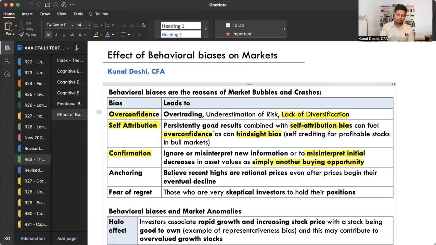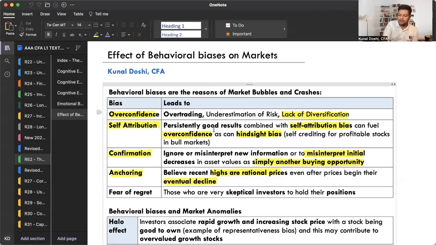That is what happens. Anchoring, as I said, you are stuck to a particular belief. You believe recent highs are rational prices even after the prices have actually begun to decline. So even after prices begin their eventual decline, you're still holding it because you think that no, this is the price that it should be, because I saw the price to be around that. So if the prices are down, you feel, oh, it is undervalued, I should buy it, because your mind is stuck at that initial value. That is anchoring.